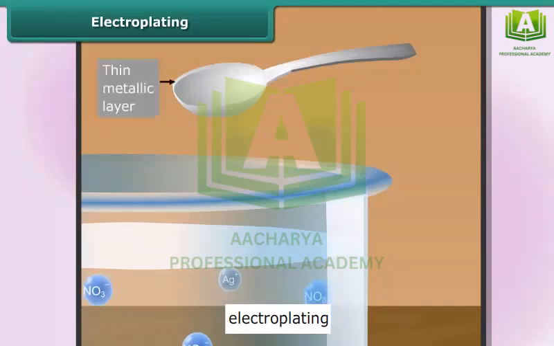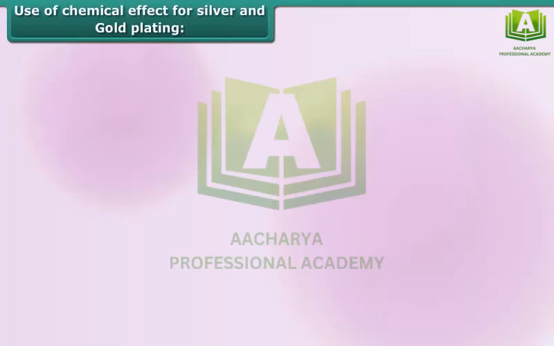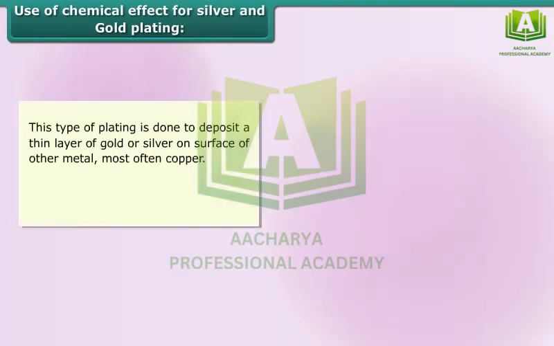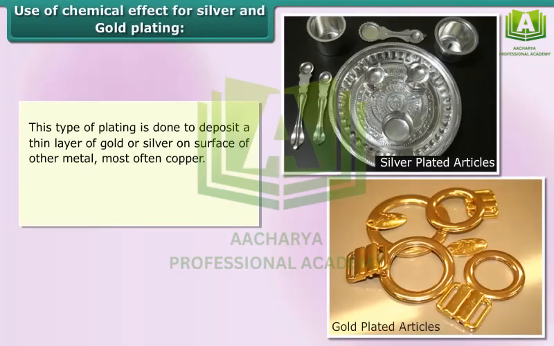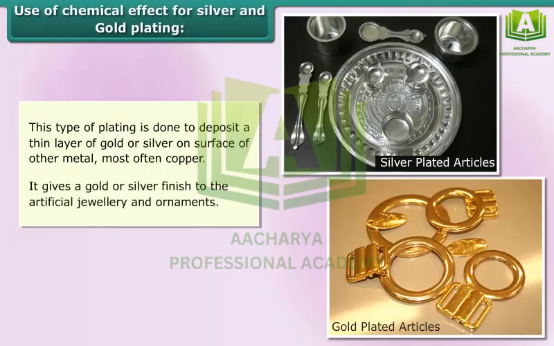The thickness of the layer depends on the conditions under which the electrolysis is conducted. This process is known as electroplating. Use of chemical effect for silver and gold plating. This type of plating is done to deposit a thin layer of gold or silver on surface of the other metal, most often copper. It gives a gold or silver finish to the artificial jewelry and ornaments.